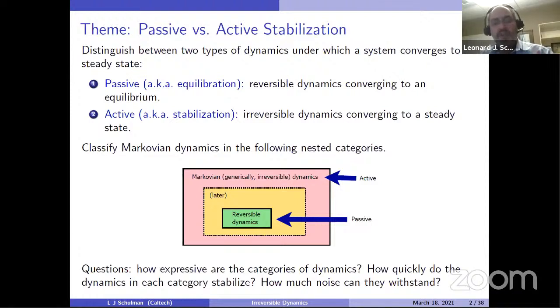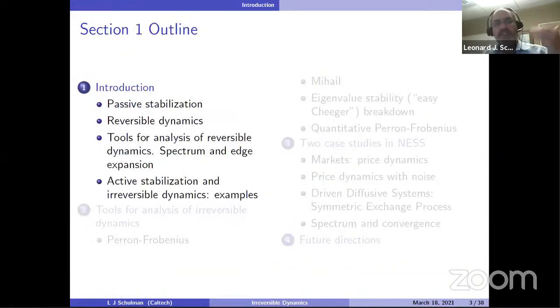And so there are a few questions you can immediately ask, which is how expressive are these different categories of dynamics? What types of systems can fall into them? And if you have dynamics in one of these categories, how rapid is stabilization, namely approach to the steady state? Or if you take one of these systems and then you shake it up all the time with some noise impinging, how much noise can these systems withstand and still resemble their non-noisy selves? Okay, so these are a series of questions.